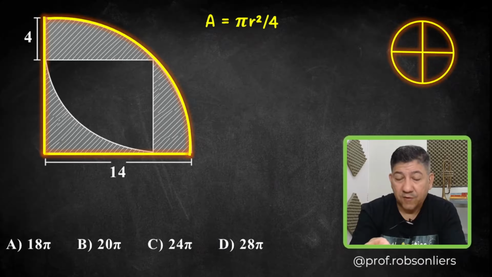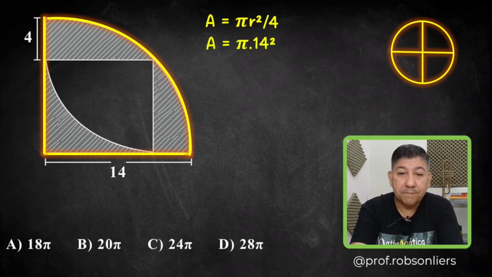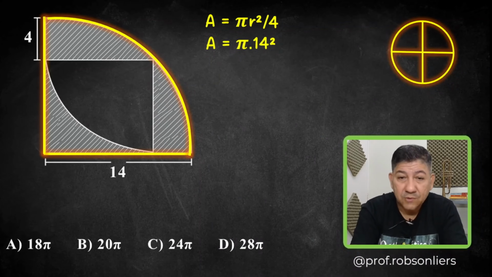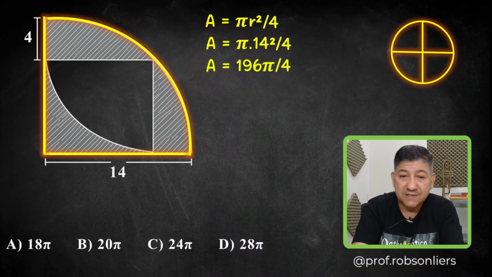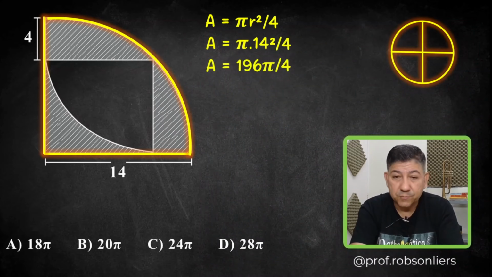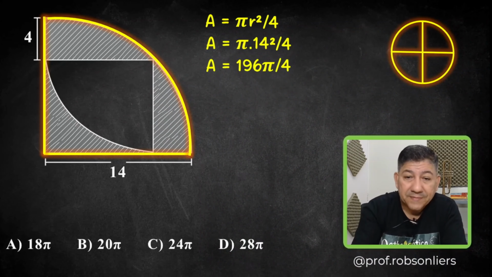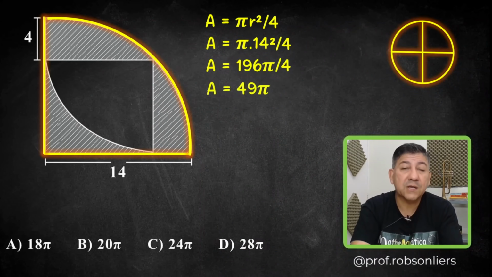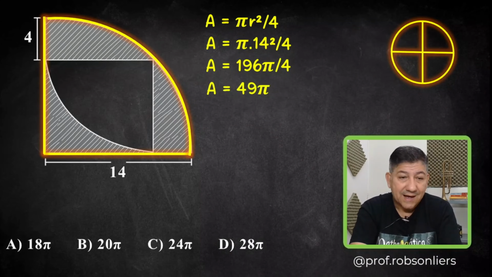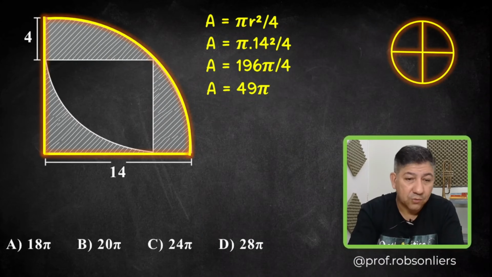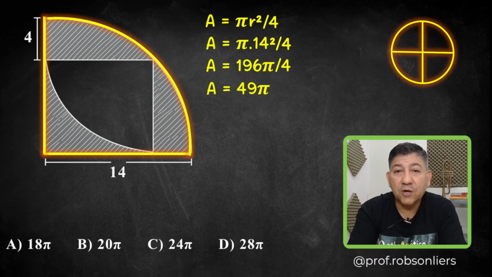Substituting the radius into our formula, it will be like this. The area is equal to pi times the radius squared, which is 14, so pi times 14 squared. Since we want to find a quarter of the circle, then all of this is divided by 4, okay? 14 squared is 196, so the area will be 196 pi divided by 4. Solving this division, 196 divided by 4 is equal to 49. In other words, the area of this circular sector that I marked in yellow is equal to 49 pi, okay? That's the total area of our figure.